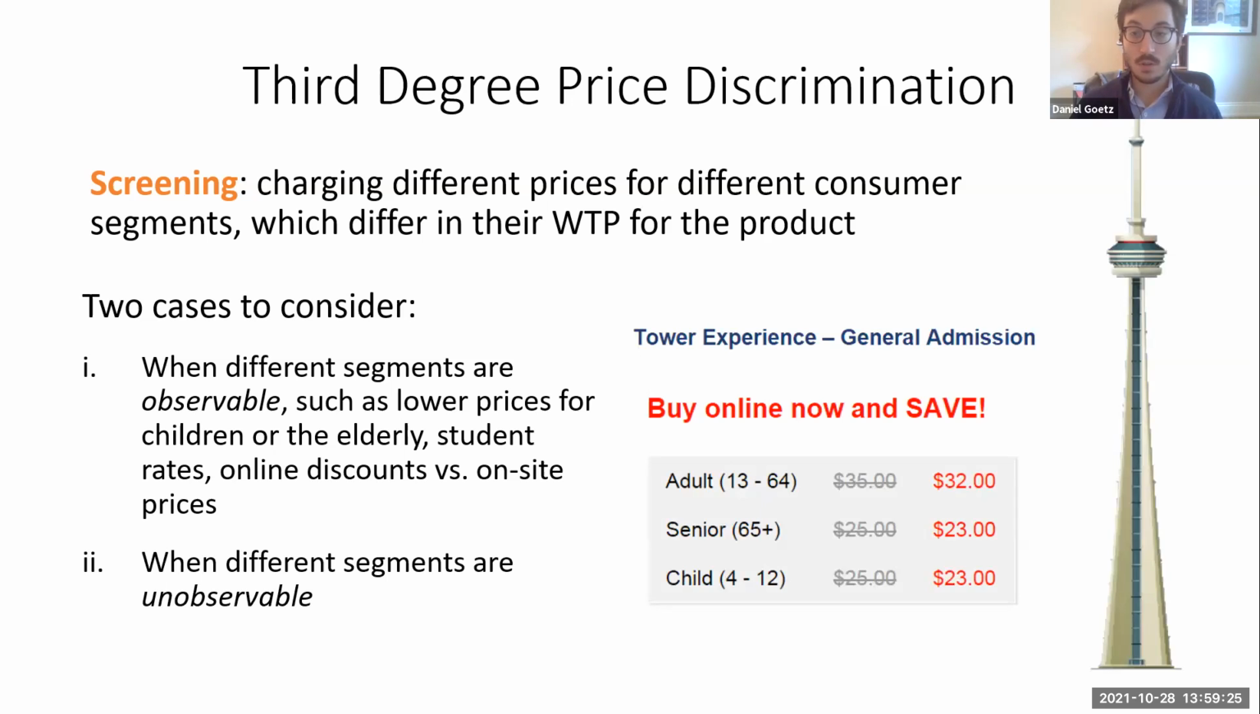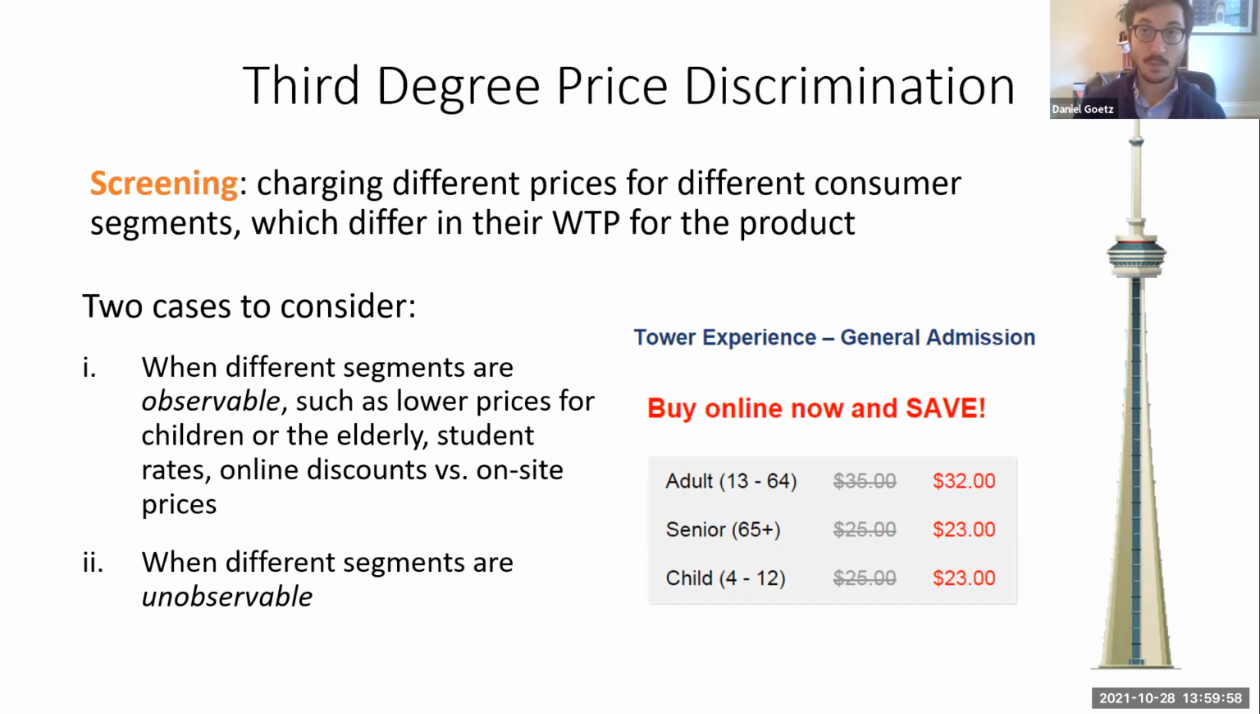So here, with the CN Tower tickets, you can see two observable segments: age and buying online. If you buy online, that's a segment. I can see that you're accessing my ticket through the website, not through coming in person. So if you buy online, you get a cheaper price. And if you're a child or a senior, you get a cheaper price, and we can verify that by looking at the ID. So that's fairly straightforward to do.